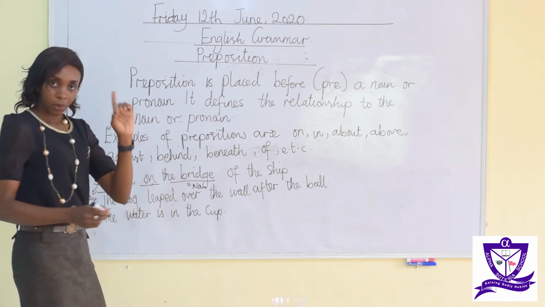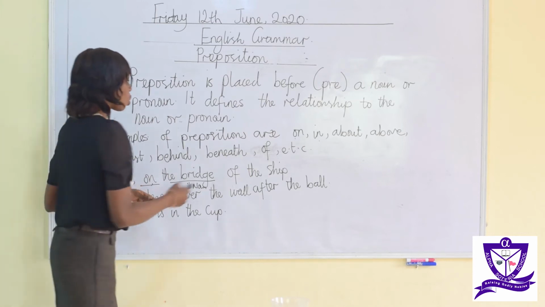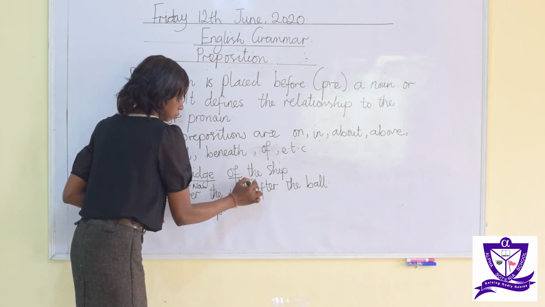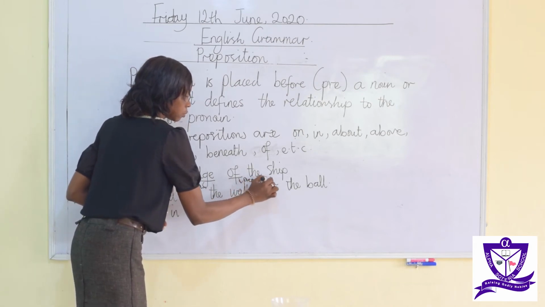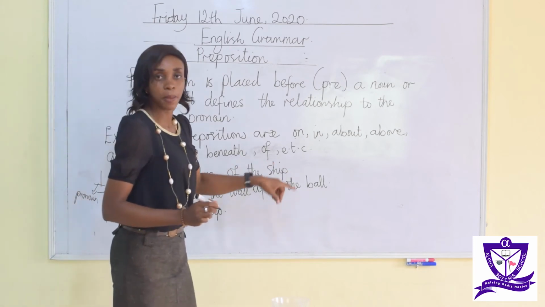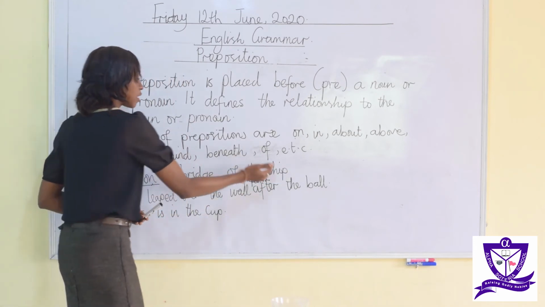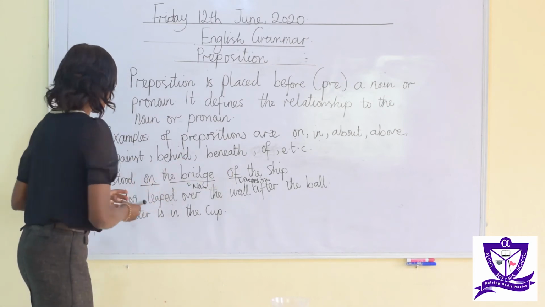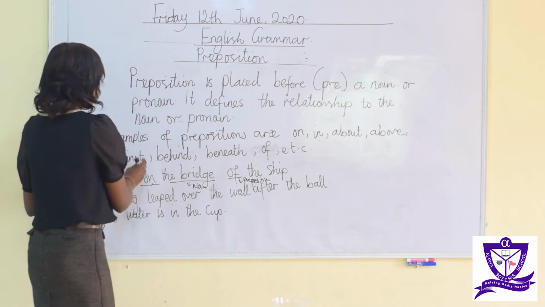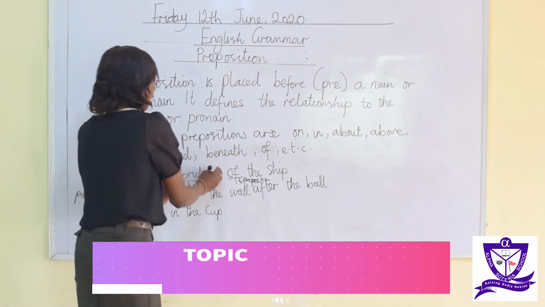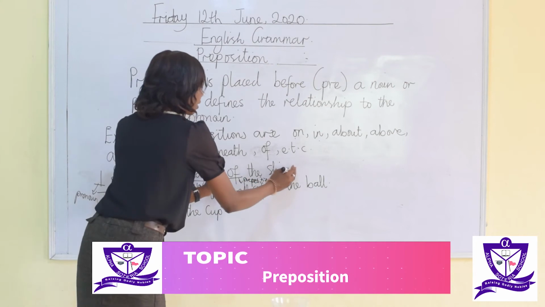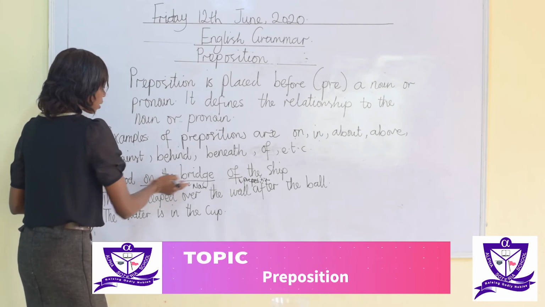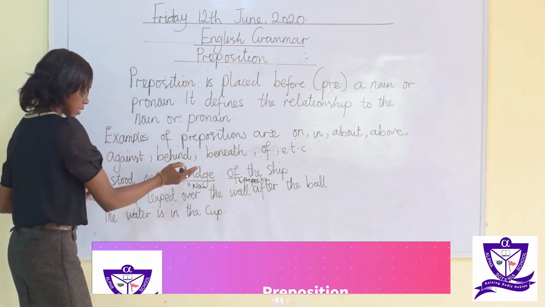The sentence hasn't ended there. You also have of. It's a preposition. Of the ship. So the ship is also a noun. So on and of are showing the relationship between the pronoun and the nouns, bridge and ship. It's telling us the relationship in this sentence.